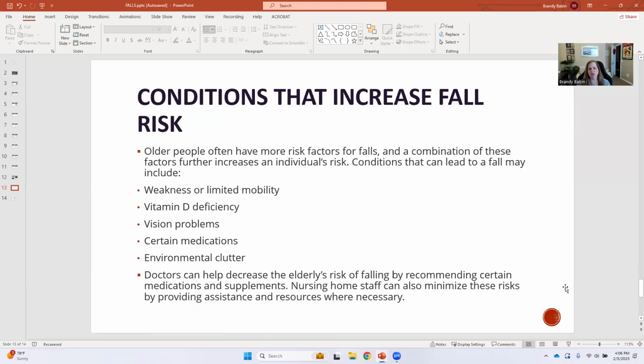Things that increase falls. So older people have more risk factors for falls, and a combination of those risk factors increases the individual's risks. So that's why our assessment and plan is so very important, because we can do things that the nursing and nursing facility cannot do. We can reconcile those meds. We can reconcile those vital signs. We can reconcile what's going on with the patient. So any weakness or limited mobility, vitamin D deficiency, vision problems, medications, clutter. Doctors can help decrease the risk of falling by recommending certain medications and supplements.